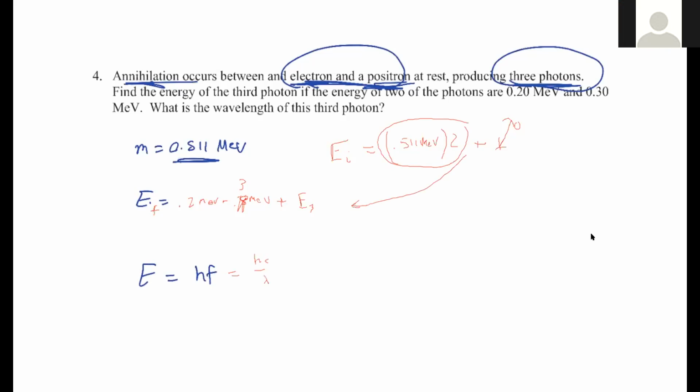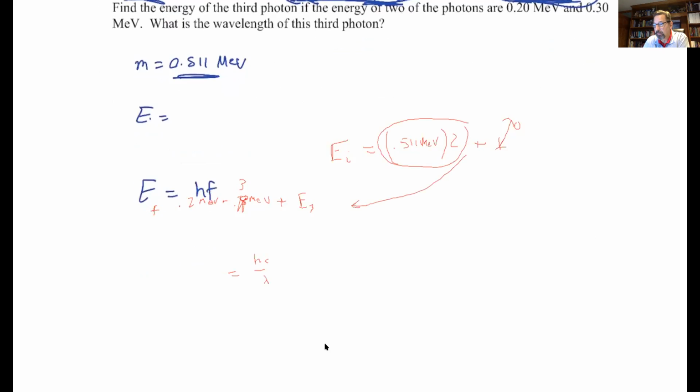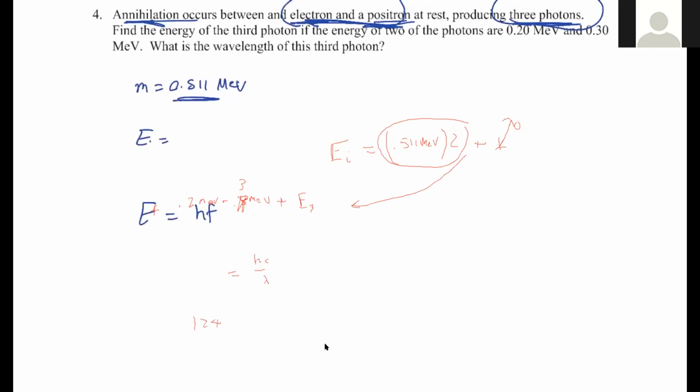Oh yeah, that's like the default thing in my head, and then I put in the right value. All right. Yep. I got it. And do you remember what hc is? 1240, the value of hc in electron volts? 1240 eV nanometers is h times c. Okay.